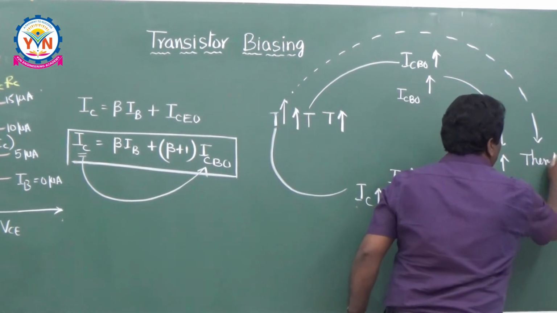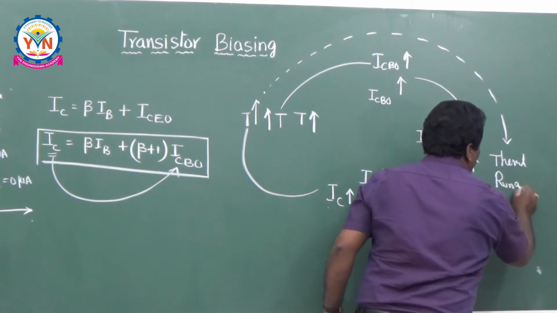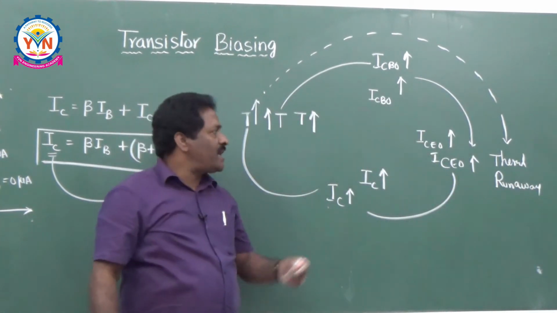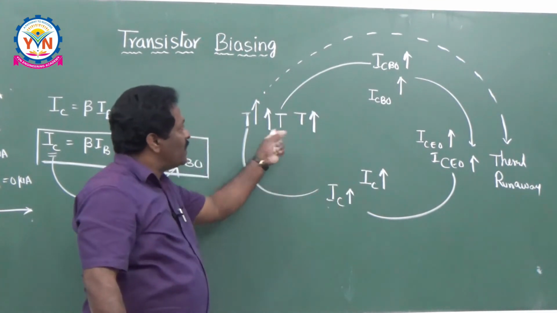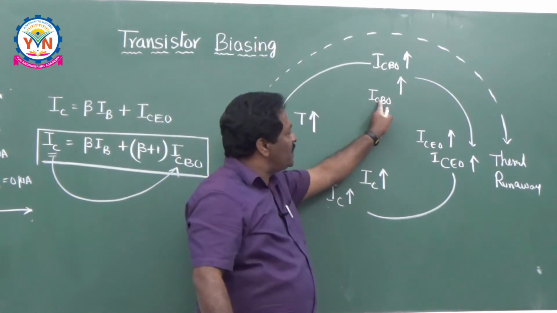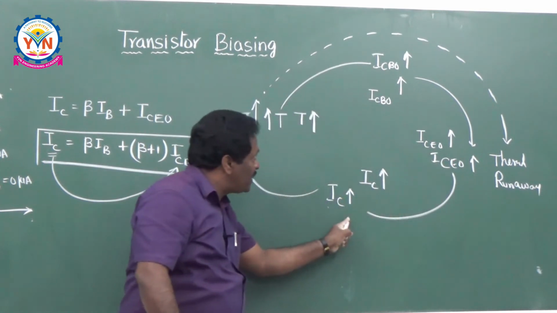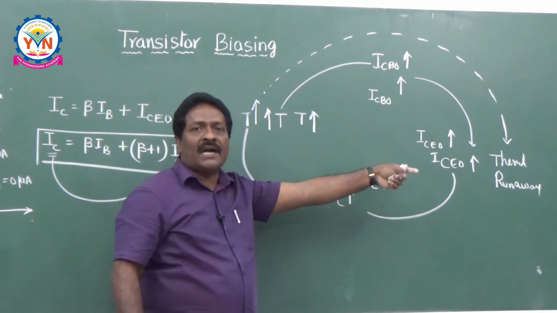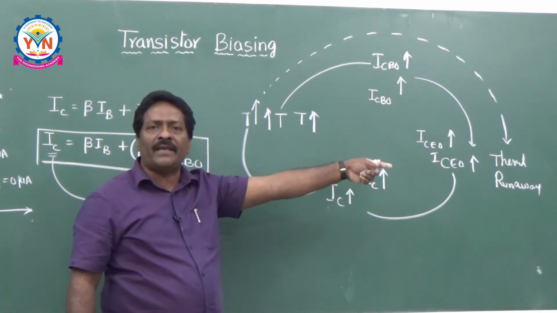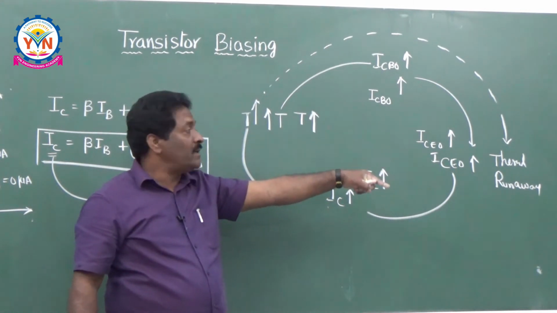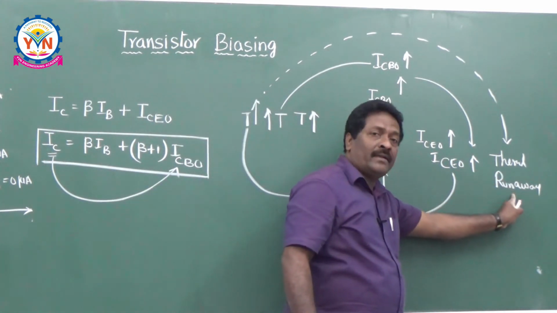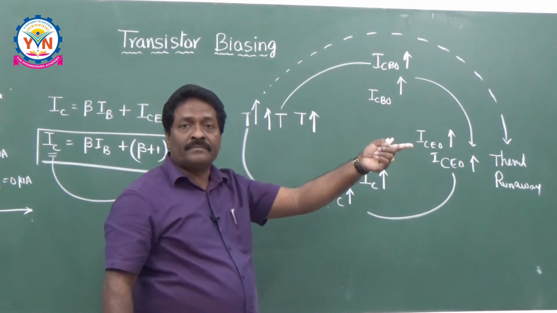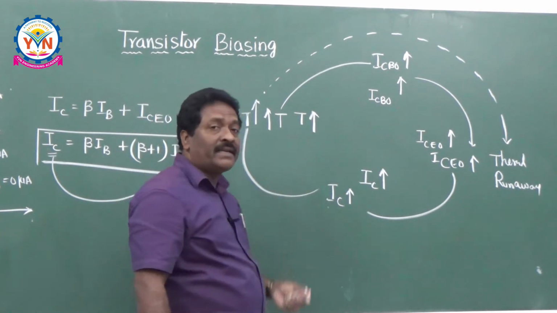Naturally, at airports you have a runway. Runway means a long route. Exactly here also it is a cumulative process: temperature increases, reverse saturation current increases, ICEO increases, IC increases, once again T increases. Like that the process continues, and after some time the transistor is going to be damaged. That's the reason it is called thermal runaway. To avoid this, we are going to have some techniques, which we will discuss in detail.